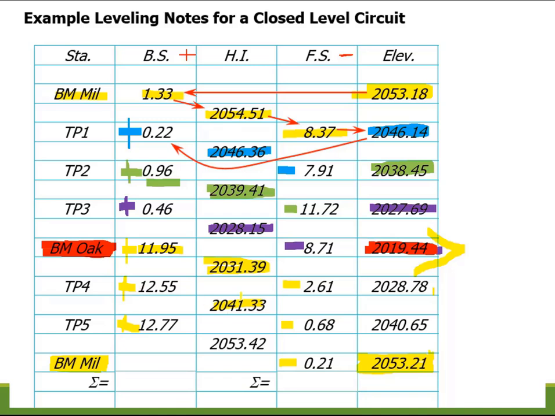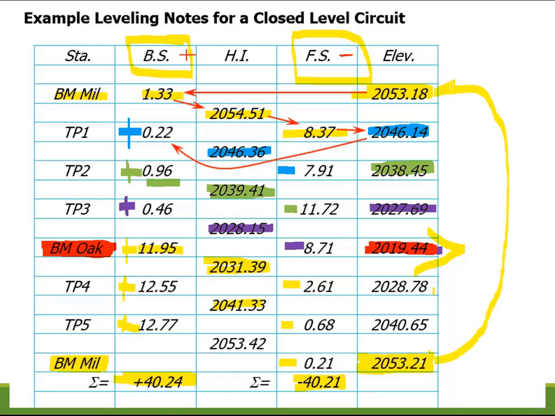And another way to check for this error is to make a summation of these two columns. The summation of the backsights and the summation of the foresights. Right? So all of my backsights and all of my foresights, they should balance out. The difference between those is the difference between my starting elevation and my ending elevation. And so this indicates to us the amount of error being 0.03 feet, or 3/100ths of a foot.